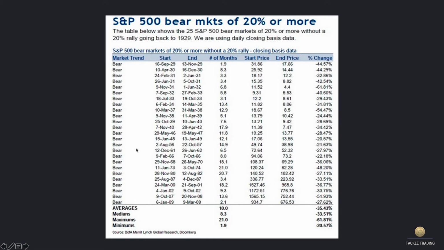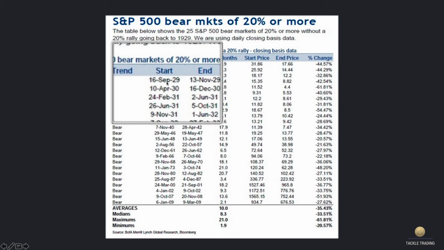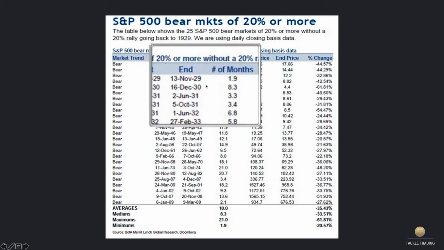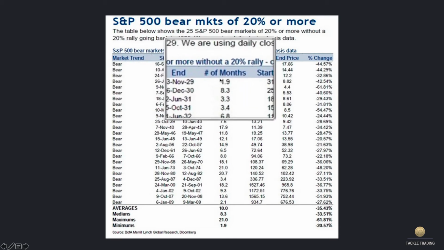Here we're looking at some data on the S&P 500 for crashes of 20% or more. You can see they've got information in here from the start date of the crash to the end date, and then the number of months that it lasted. I actually wanted to go through the number of months.